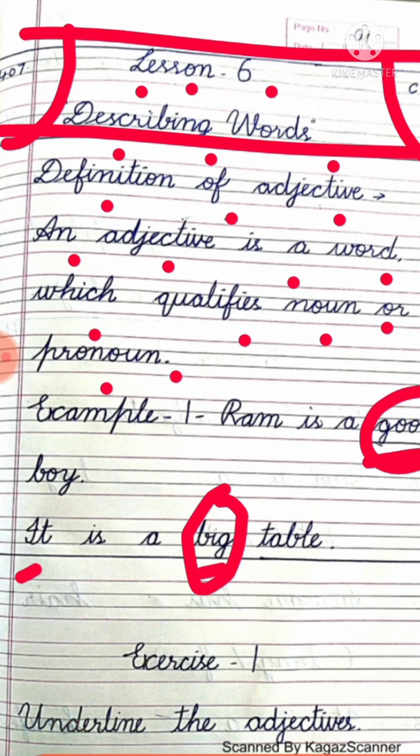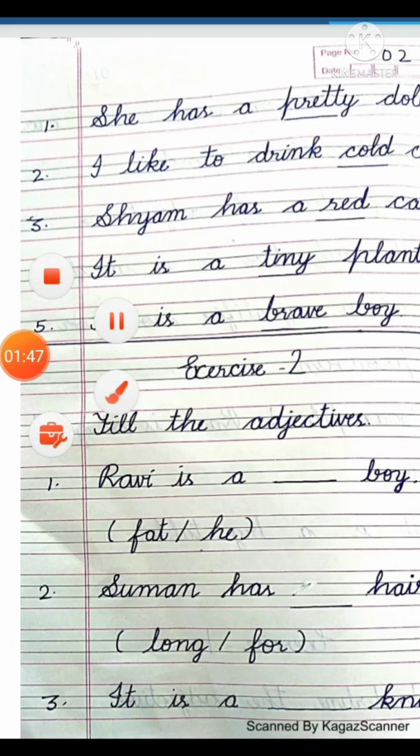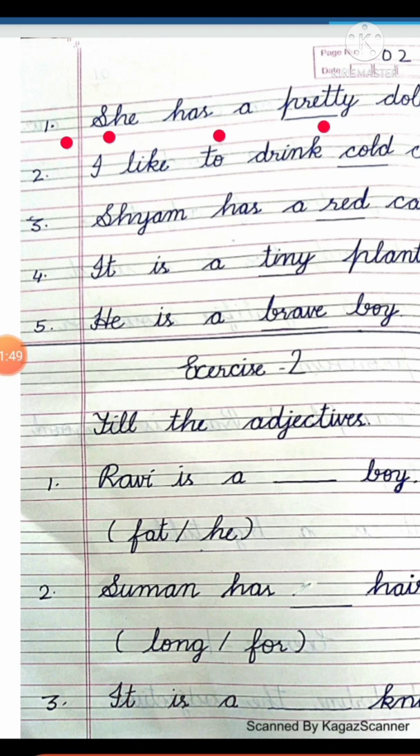Children, in this part you will see 5 sentences I have mentioned in the copy, and in each sentence you will see some adjective words I have mentioned. So you have to find the adjective and underline it. So let's go to the next page. See this page. First sentence, she has a pretty doll. What type of doll does she have? She has a pretty doll. So pretty is here an adjective.